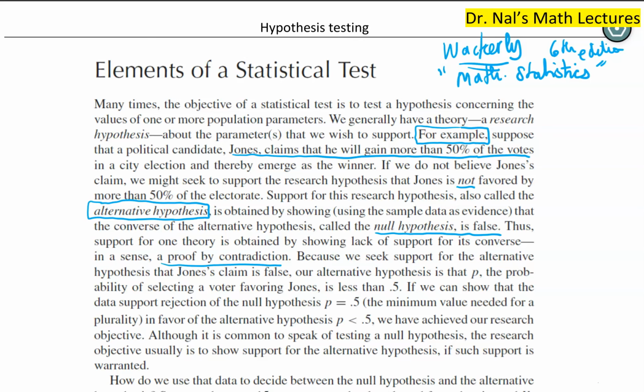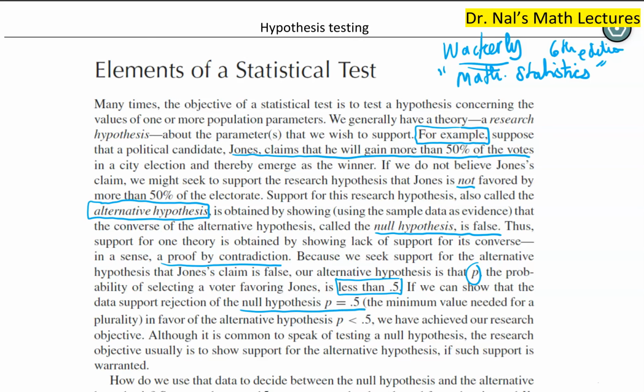Because we seek support for the alternative hypothesis that Jones's claim is false, our alternative hypothesis is that P, the probability of selecting a voter favoring Jones, is less than 0.5. All right, so P is the probability of selecting a voter favoring Jones. So if the null hypothesis is false and the alternative is true, then P must be less than 0.5. If we can show that the data support rejection of the null hypothesis that P is equal to at least 0.5, the minimum value at least.